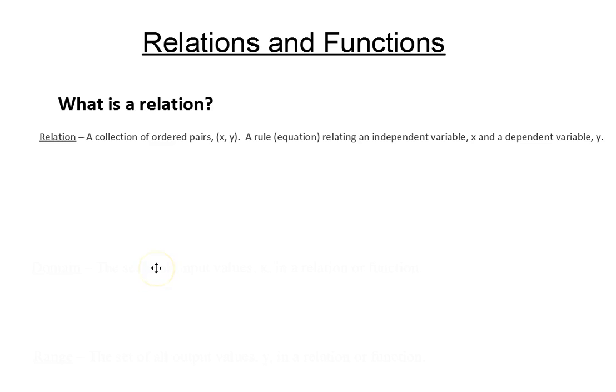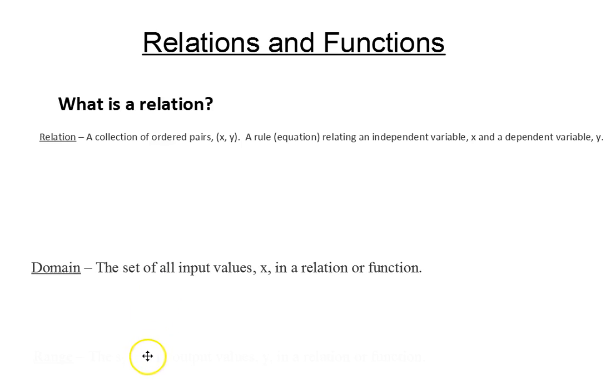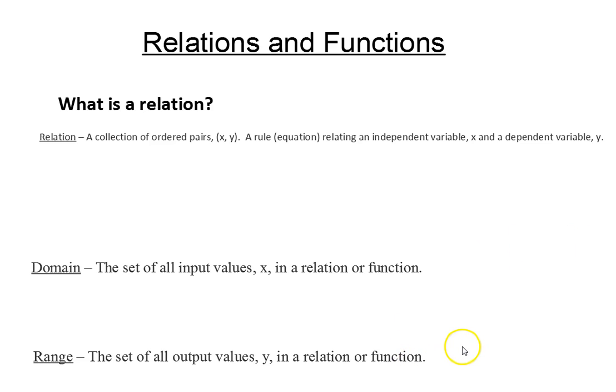Okay? Now, each of these numbers in the relation, the x's and the y's, has a name. The domain is all the x's. The range is all the y's. And the range is the set of all output values, called the y's, in the relation or function. Okay, so let's take a look at what I'm talking about.